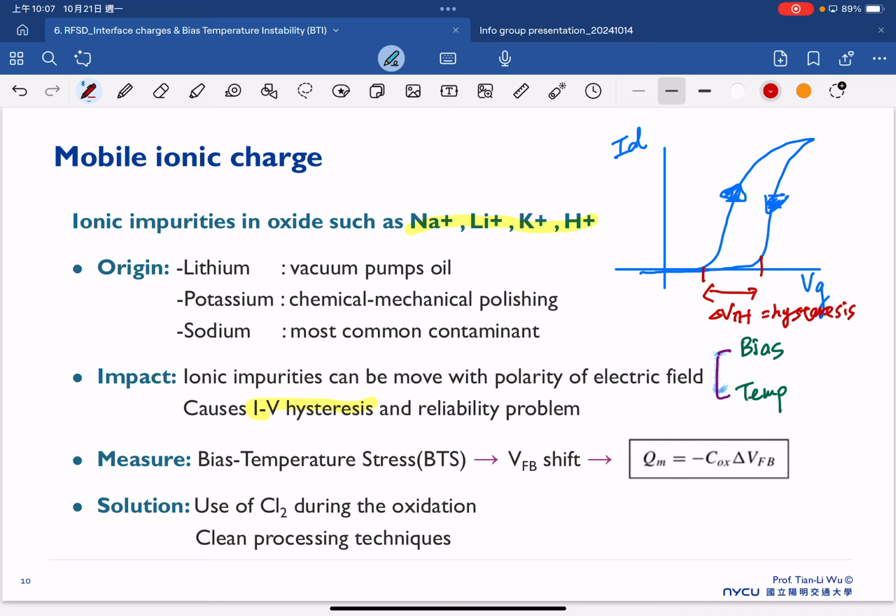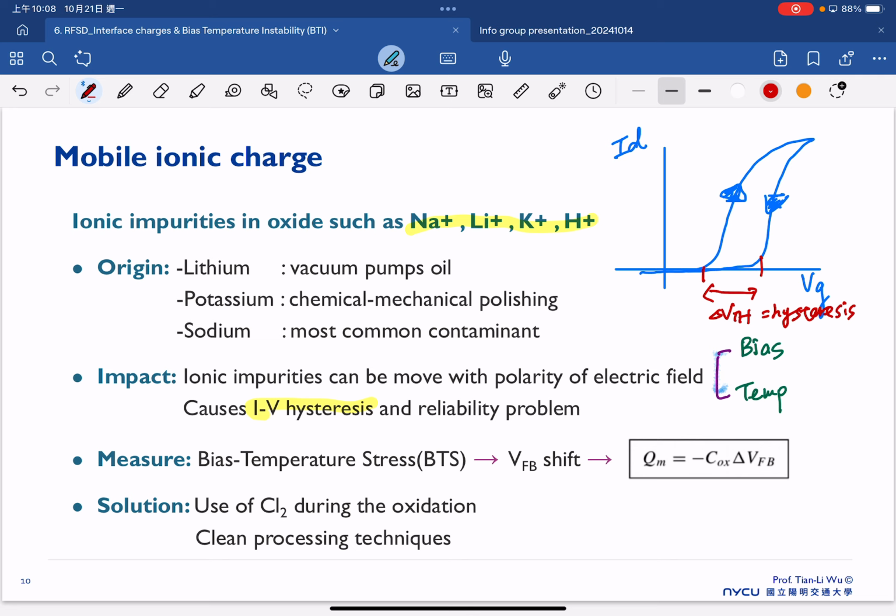Actually, every semiconductor device should always have some hysteresis, just related to how large the hysteresis is. In much of your own research related to semiconductors, if you sweep your device in this way, you can always see hysteresis like shown here. This for sure will cause a reliability problem, because our threshold voltage is not constant or stable; it changes with respect to time and bias.